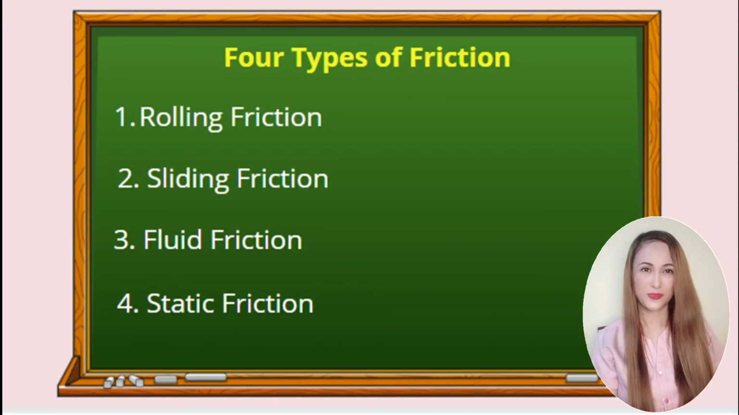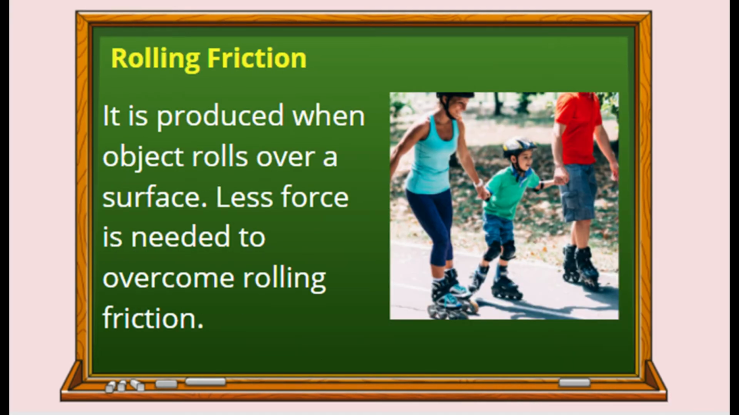There are four types of friction: rolling friction, sliding friction, fluid friction, and static friction. Rolling friction is produced when an object rolls over a surface. Less force is needed to overcome rolling friction. When an object rolls across a surface, rolling friction occurs. Rolling friction is easier to overcome than sliding friction for similar materials.